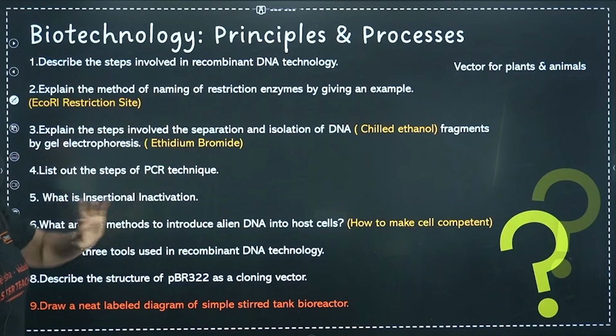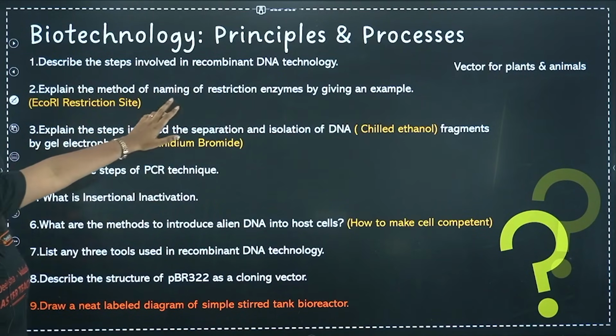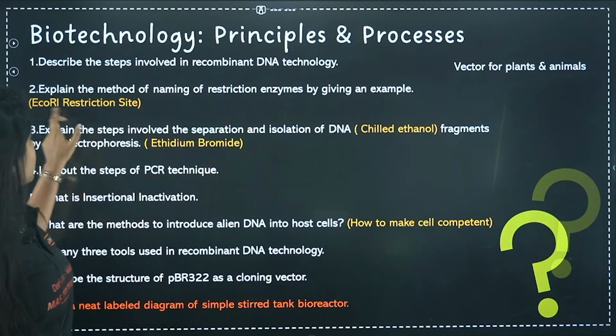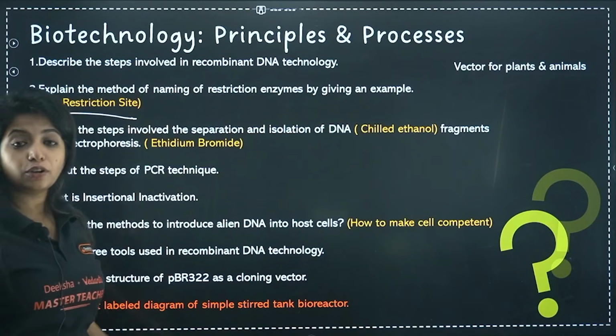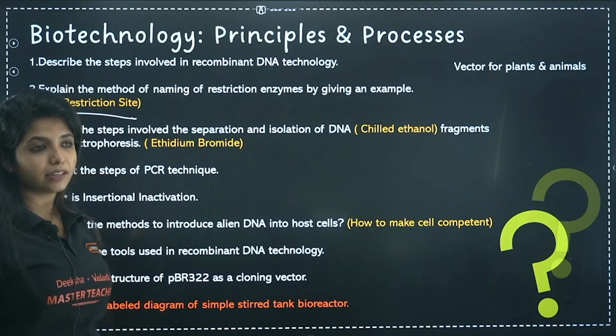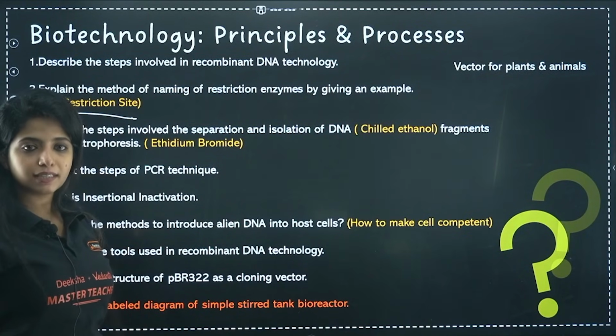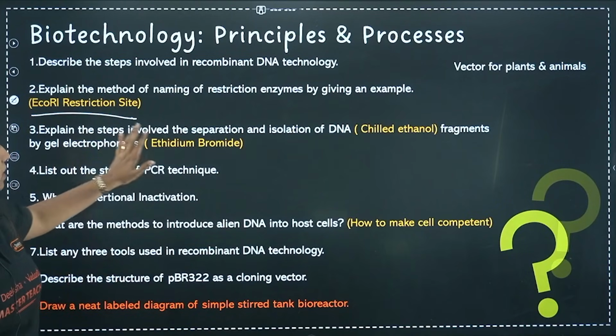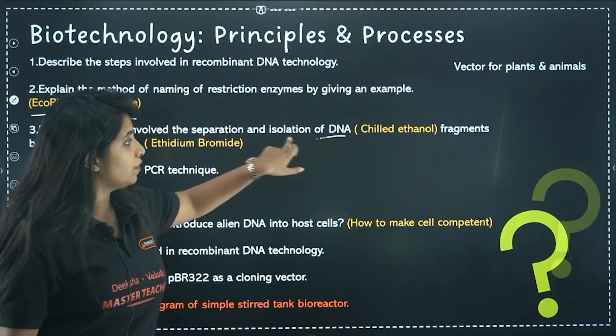Describe the steps involved in recombinant DNA technology, all of them. Explain the method of naming of restriction enzymes by giving an example. And you should know the site of EcoR1 restriction site, that is 5'-GAATTC-3'. Explain the steps involved in separation and isolation of DNA.